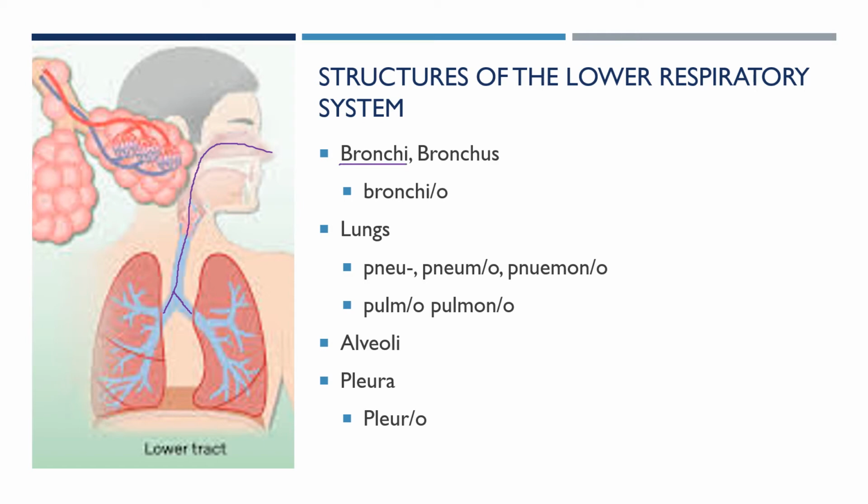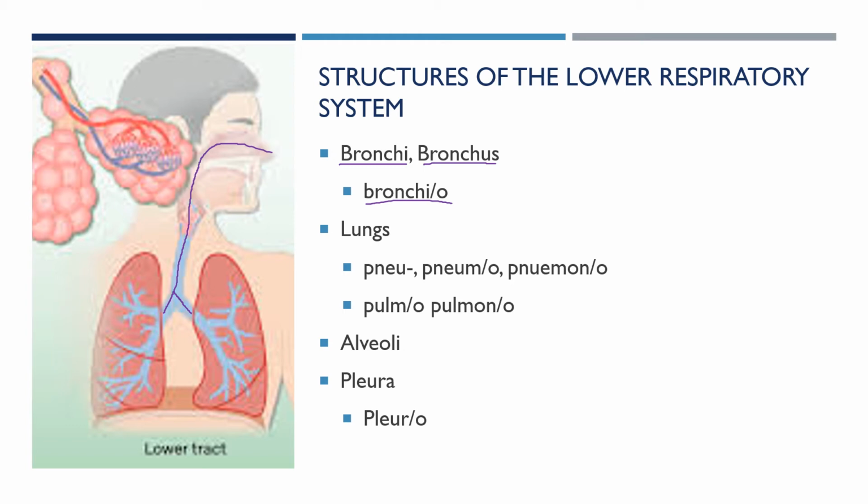Bronchi. One of them is a bronchus. It's Latin. More than one is bronchi. So the large structures, the first divisions coming off the trachea, are the bronchi.